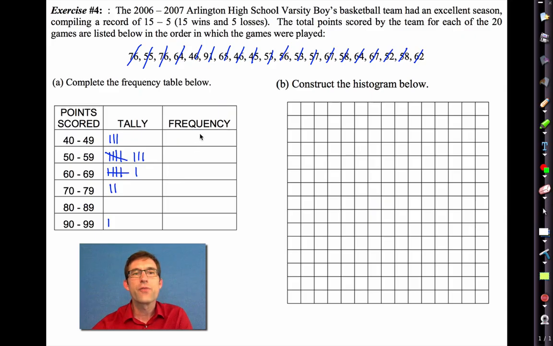All right. The frequency simply refers to how many fell in each category. So 3 fell in here. 8 fell in here. 6 fell in here. I'm just making sure these were my original counts. 2 in here, 0 in here, 1 in here. All right. So now we want to construct the histogram.